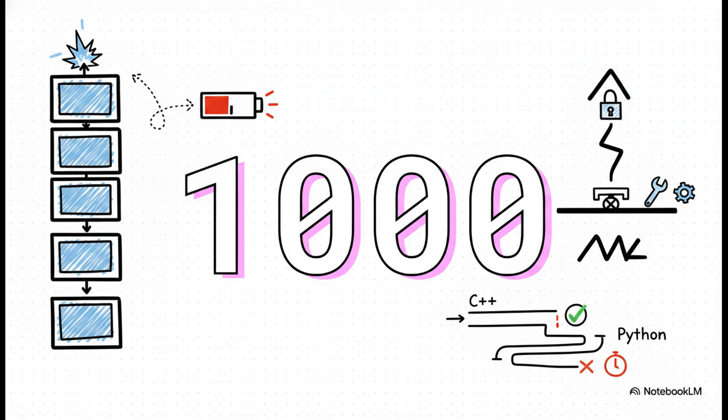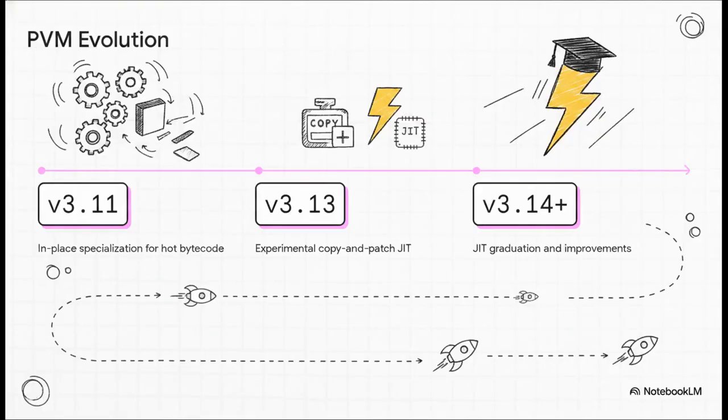This physical reality is exactly why deep Python recursion is so much slower than C++, and it's exactly why the sys.setRecursionLimit command exists. It's literally a safety valve to protect your interpreter from a total memory crash. But hey, the PVM is getting much, much smarter.